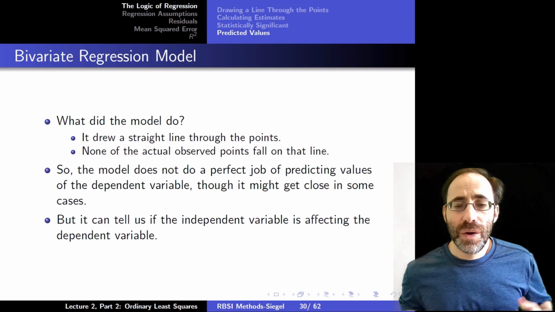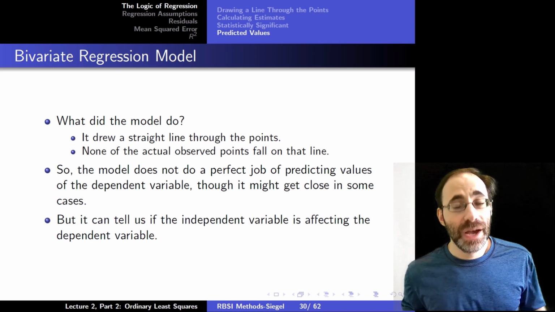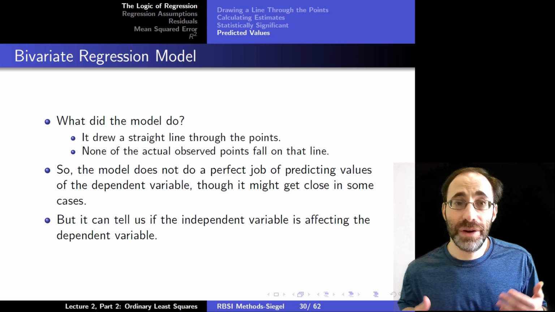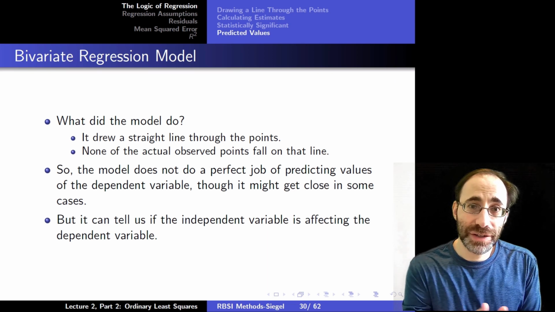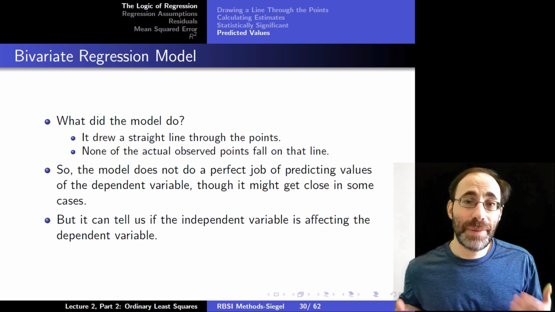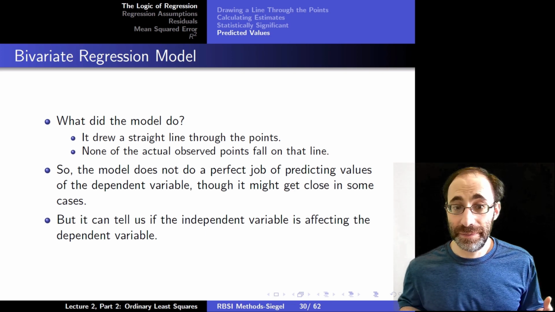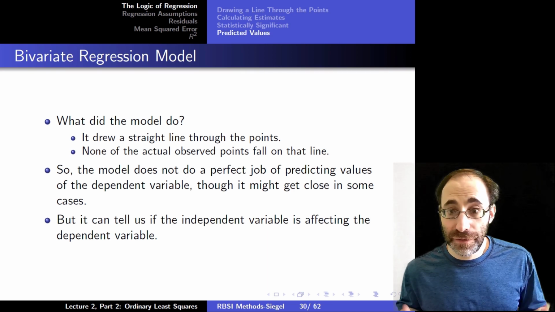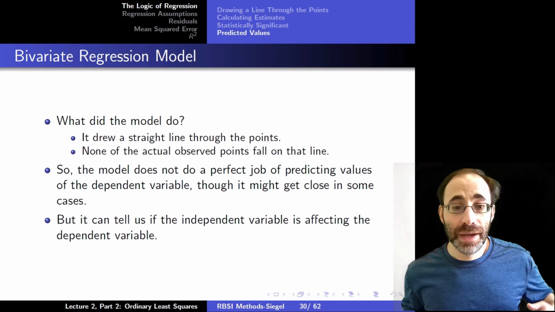So just to conclude this section, what did that model do? It draws a straight line through the points. None of these actual observed points fall on that line, right, in general. We are not, in general, going to get lucky and have a situation in which we have the points in our data falling directly on a regression line. That's okay. We're trying to find the best fit line that minimizes the sum of squared errors of our data away from the line. Because our data don't exactly fit the line, our model is not going to perfectly predict values of the dependent variable, even though it might get close in certain cases.